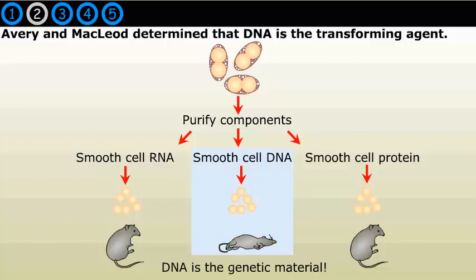to the injected mice. The rough cells picked up the smooth cell DNA and began making the polysaccharide coat. The ability to make the polysaccharide coat was then passed from generation to generation. This observation established that DNA is the genetic material.